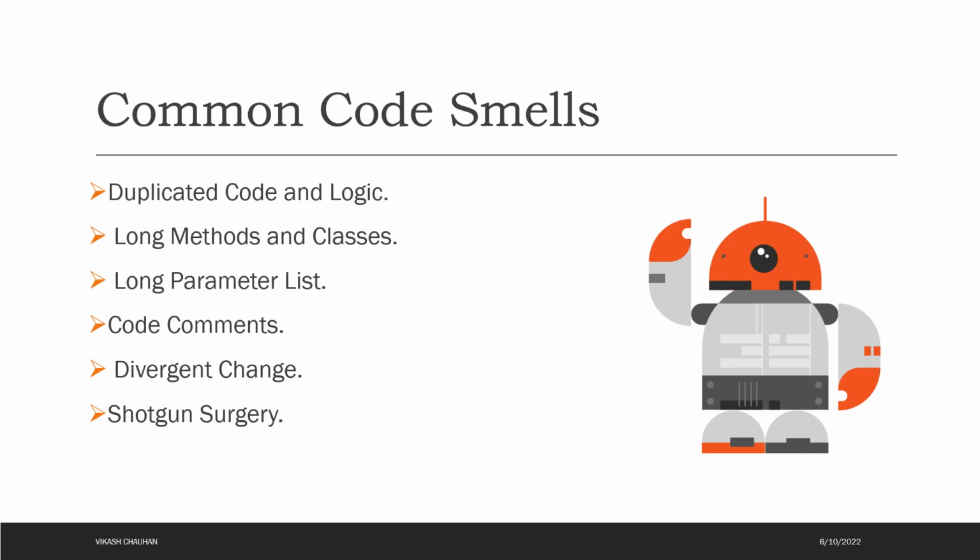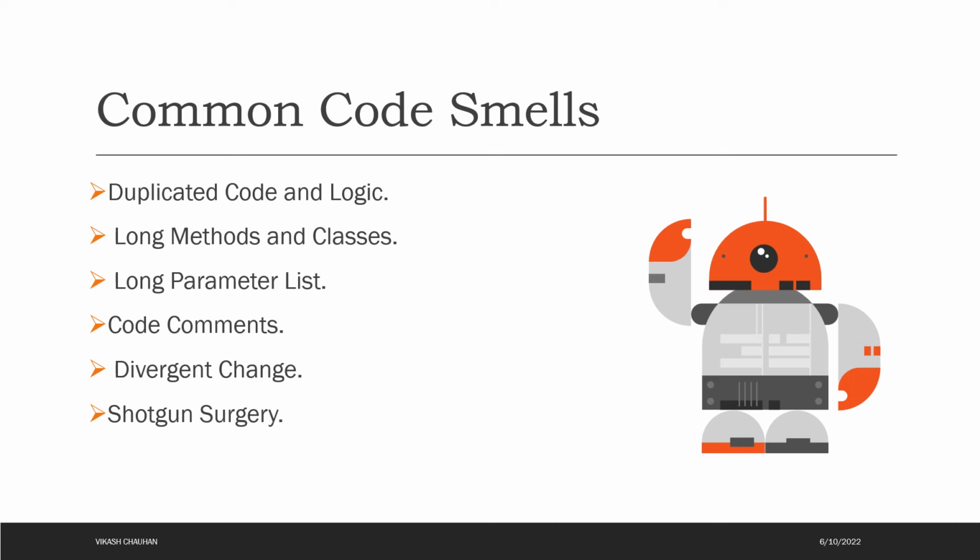The second one is long methods and classes. In your application you have written a method to perform some logic, but that method has more than, say, 1,000 lines of code. That is also considered a code smell. In such a scenario we need to refactor our long method and divide it into multiple small methods if possible. The same applies to a class: if a class has too much code, we need to think about whether it is following the single responsibility and DRY principles. If it is not, then we need to refactor it properly.